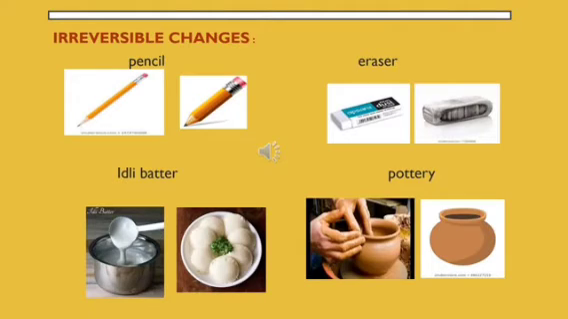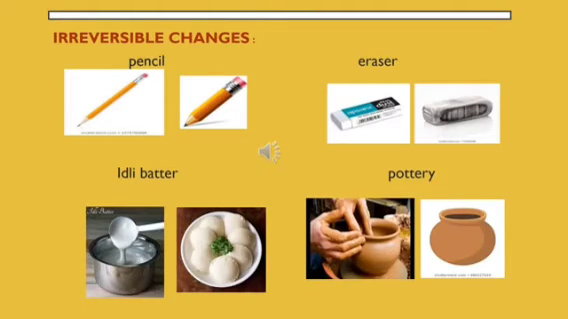Come down to the third picture where you can see the idli batter. We use idli batter to prepare idlis. Now the batter, which is a liquid form, will turn into idlis which are solid. Is it possible to reverse this? Can you get back the batter from the idli? It's impossible. So this is also an irreversible change.